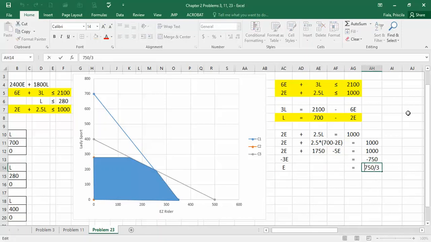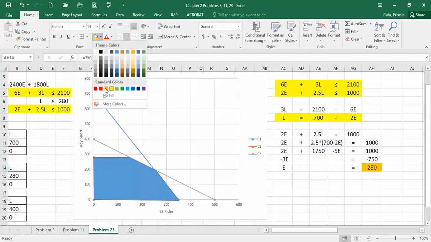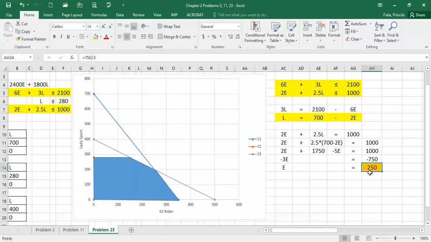However, you need to put it as an equation. It's 250. So now you have found that E is equal to 250. Well, if E is equal to 250, let's go back here and we do that L is equal to 700 minus 2 times 250, and we have that L is equal to 100.